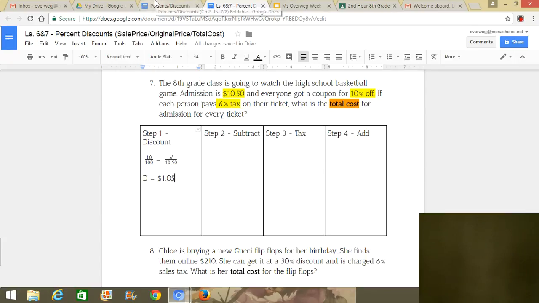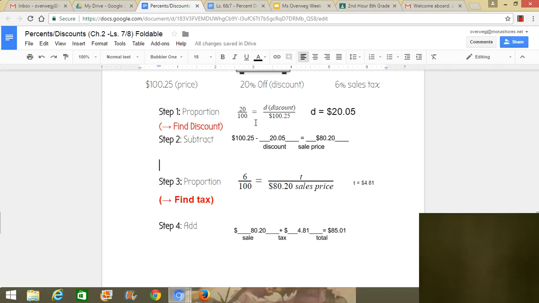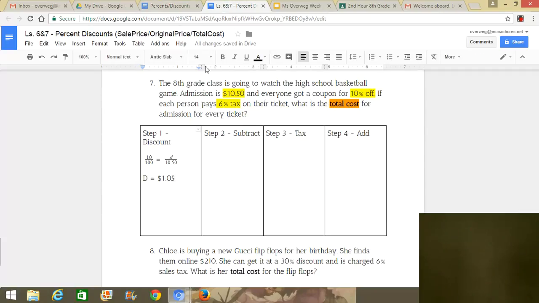So if we go back and we double check step 2, okay, it looks like we did it right. Step 2 is taking the cost, our item price, subtracting the discount. So let's do that. Let's look at step 2. So the cost of our item was $10.50. We need to subtract our discount, which was $1.05. To show that, I'm just going to add a little d behind that to remember that that was the discount.